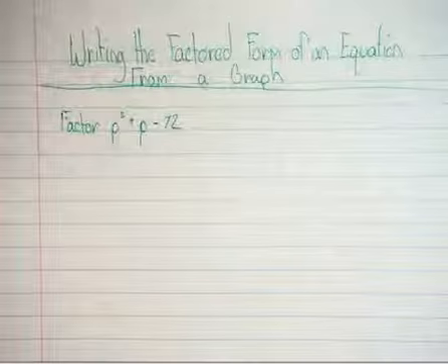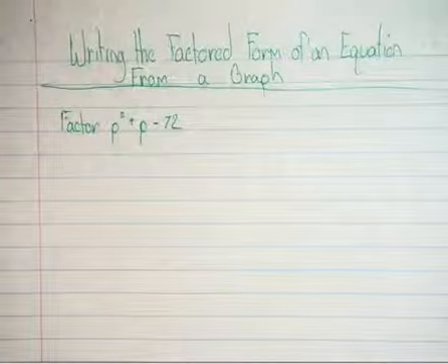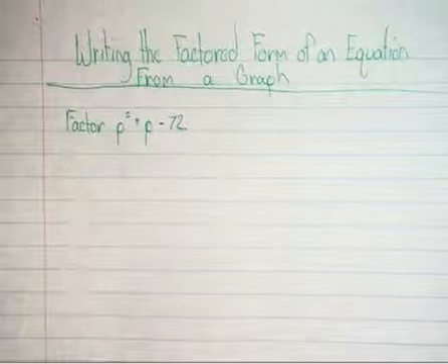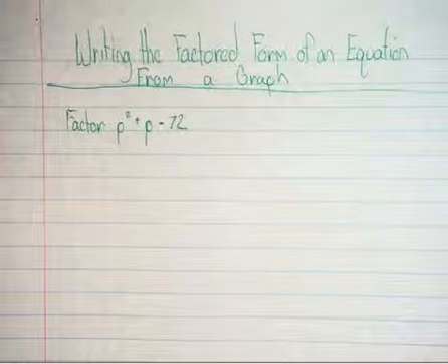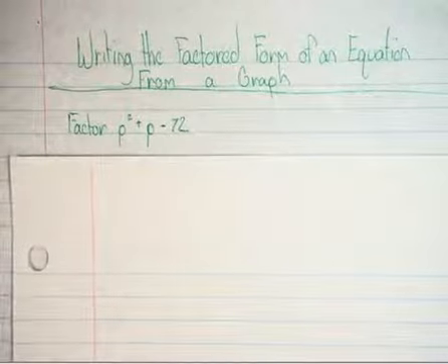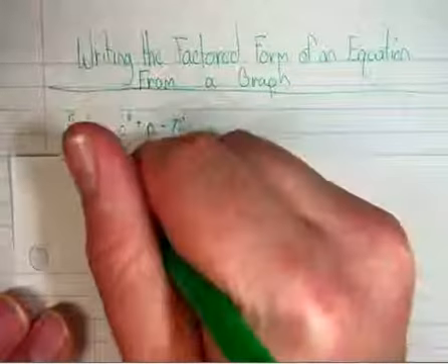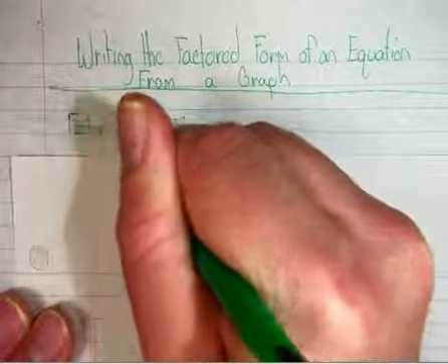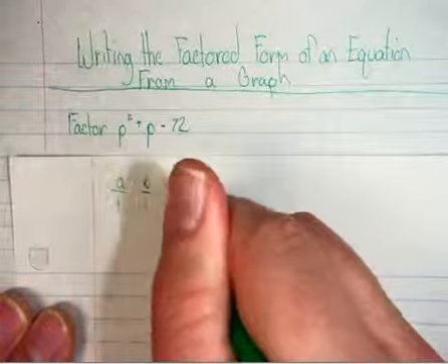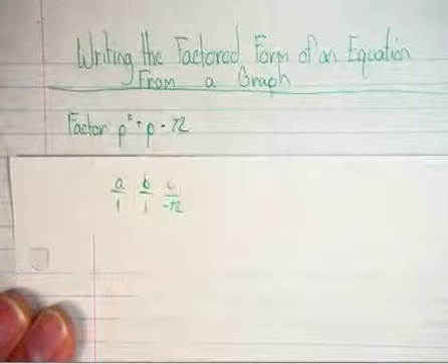All right, the next thing we're going to be doing is writing the factored form of an equation from a graph. Now, if you think back, we've seen problems like this before. Factor p squared plus p minus 72. And in the past, in order to do that, we would take a, b, and c. We'd have to find those. So in this case, a would be 1, b would be 1, c would be negative 72.